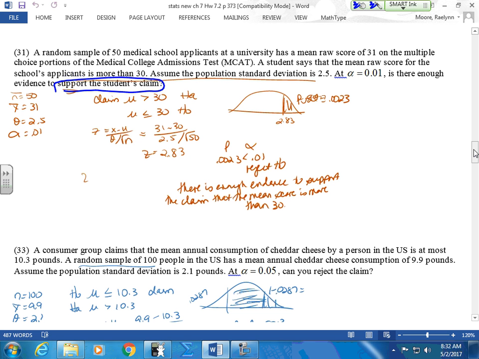So, because I have the word support, my claim should be HA. That's another good check. My student says, here's my student's claim, that the mean raw score for the school's applicant is more than 30. This is the claim. And it's greater than 30, so it's an HA. There's my tail. And my complement of that is less than or equal to 30.